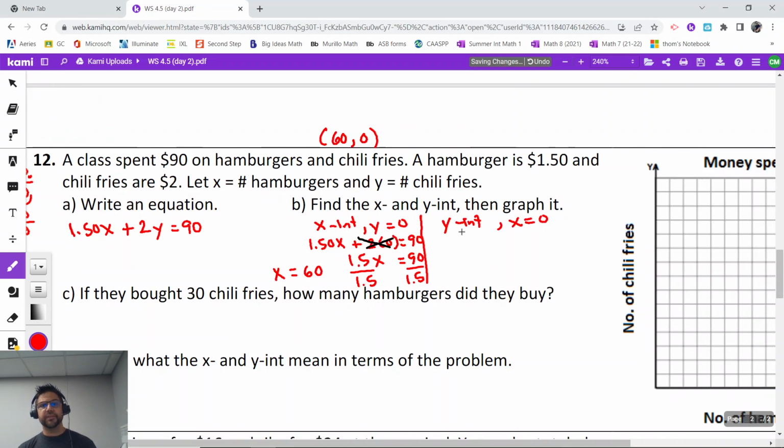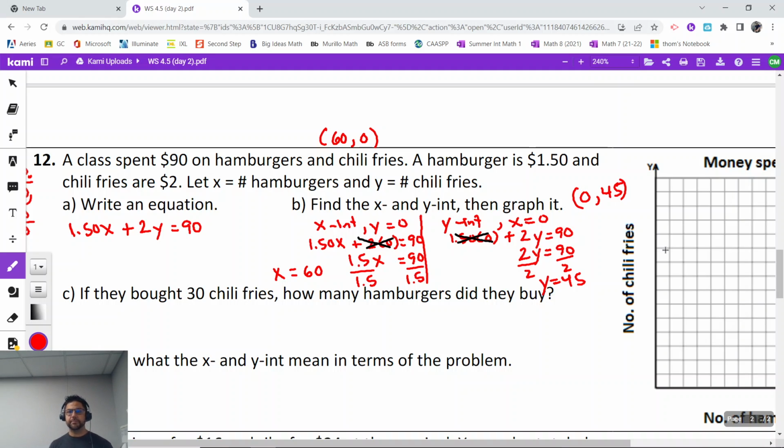All right, similar work, but this one's a little bit quicker, easier. 1.50 times 0 plus 2y is equal to 90. So again, the 1.50 times 0 is gone. 2y equals 90, so we do quick division. So y is 45, which means it is 0.45. All right, I have found the x-intercept and the y-intercept.